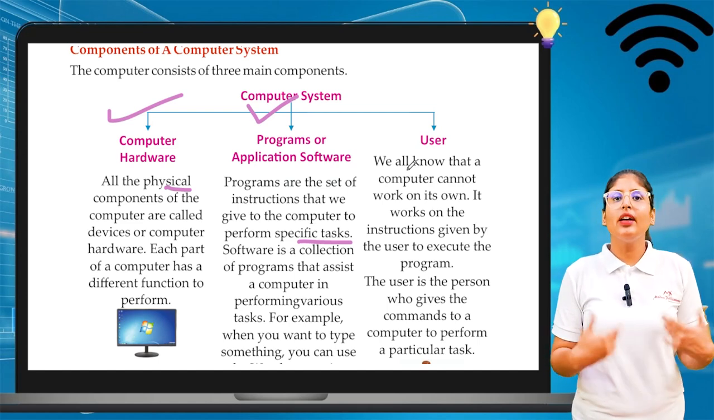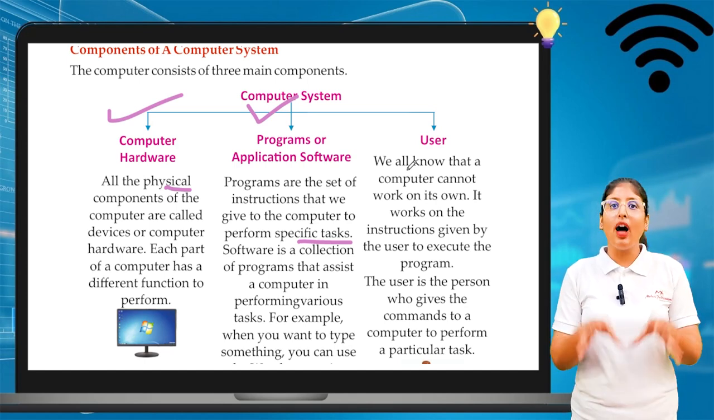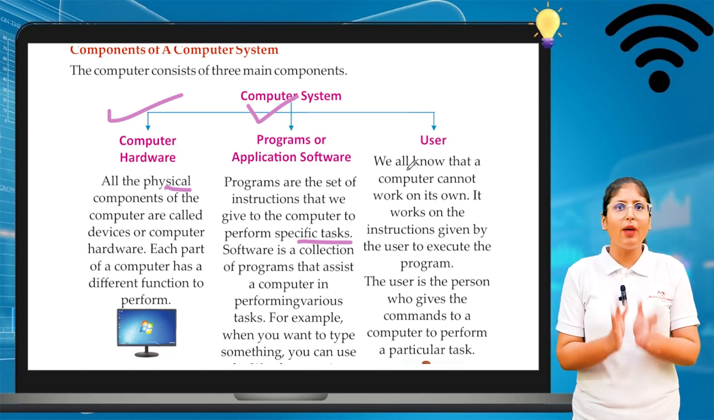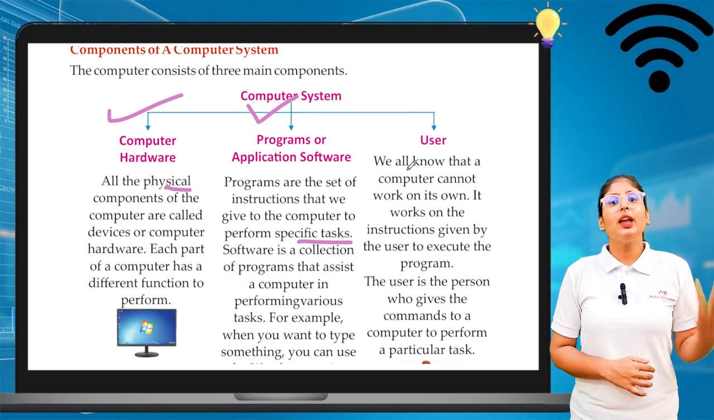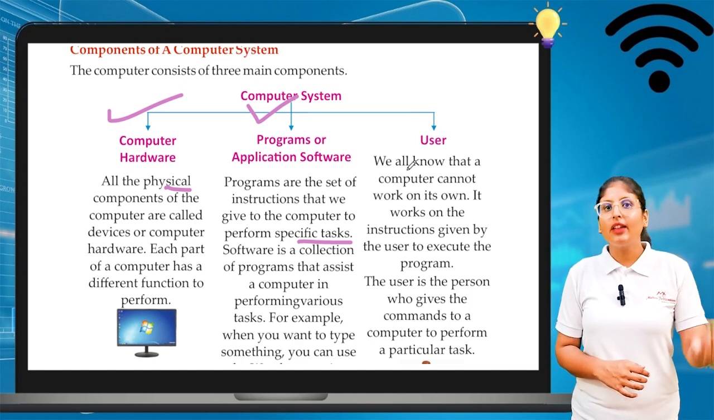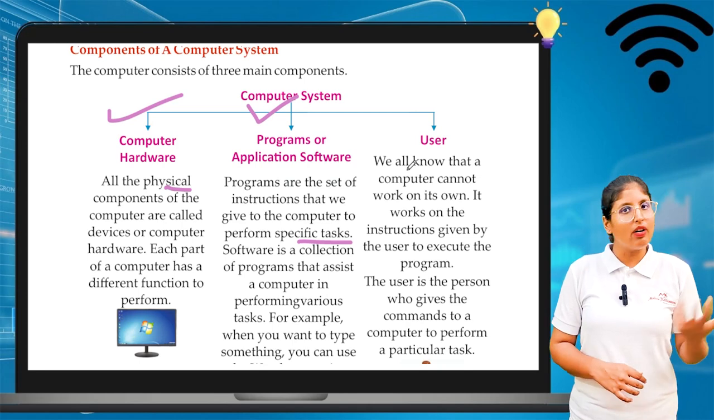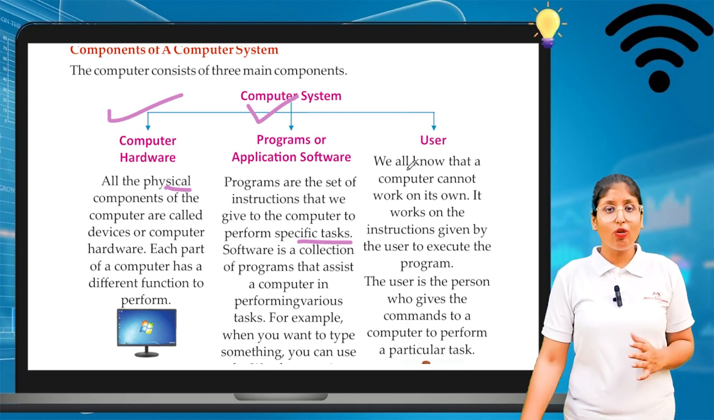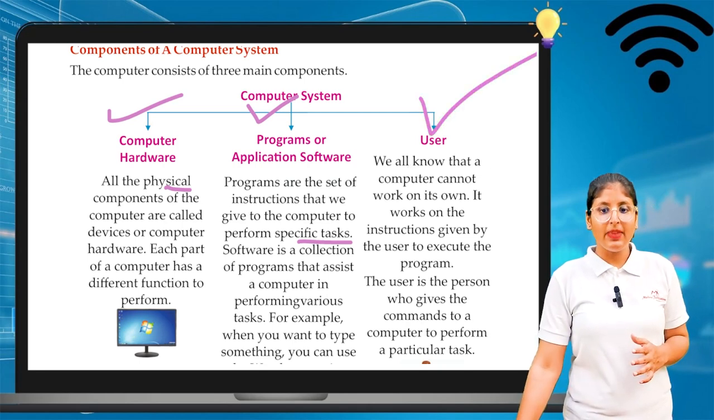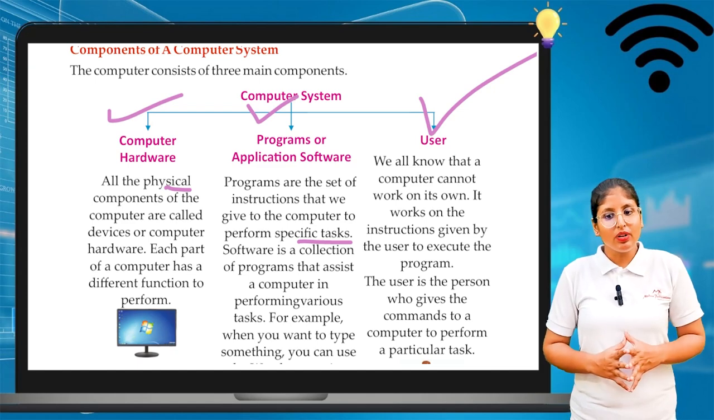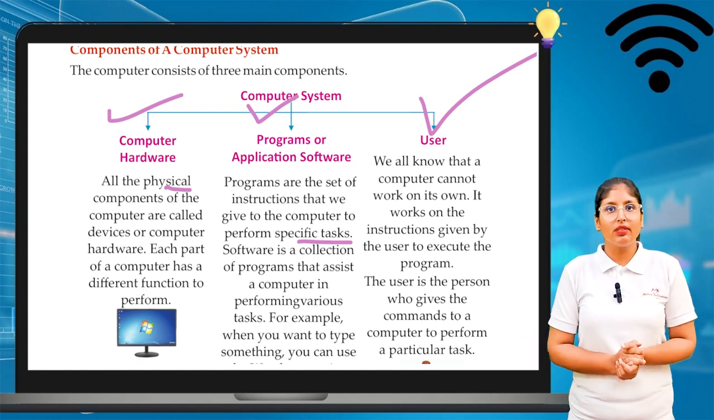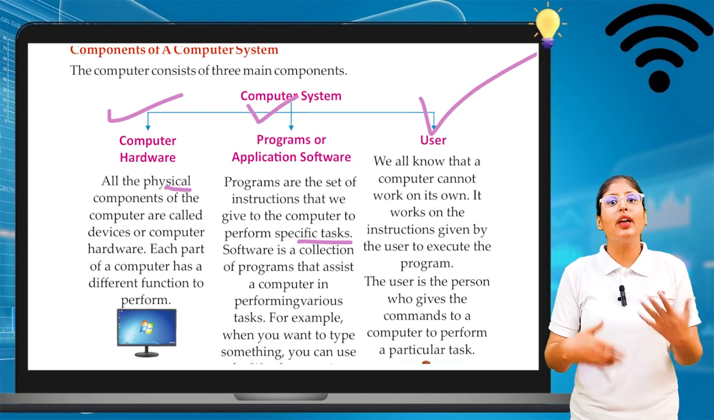So software or programs, or we can say system software, are there in the computer. That's why we are able to perform a specific task, just like typing, painting, and so on. It's only because of the system software. Next is the users. Who are users? We are the users who use that computer.